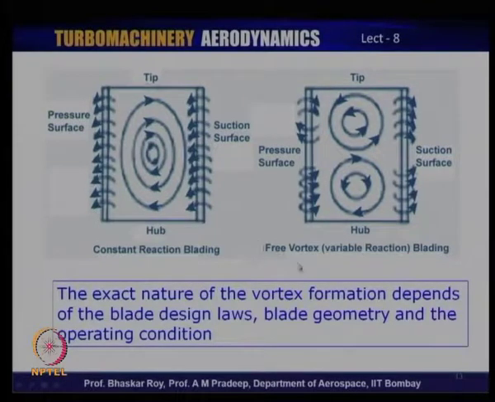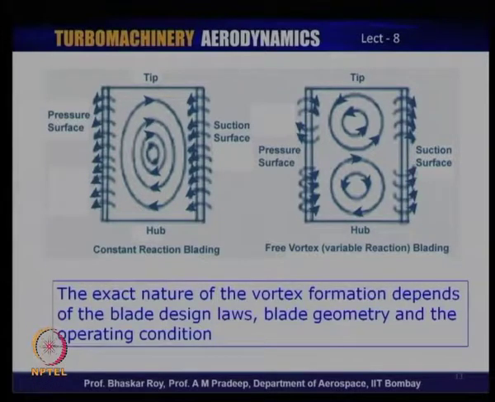On the other hand, if you have a free vortex, which is a variable reaction blading, depending on the reaction variation, depending on the free vortex design law that has been used, the strength of the vortex would now be varying along the length, and this variation is shown here in the diagram.